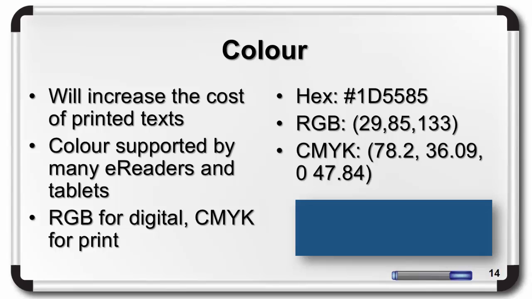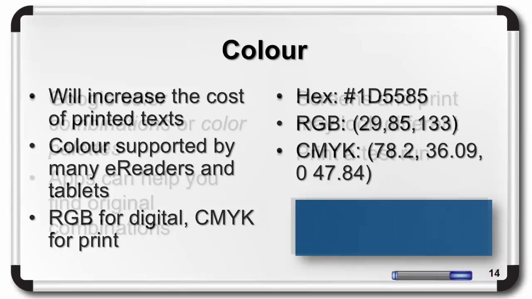RGB looks like 3 numbers between 0 and 255, while CMYK is represented by 4 numbers between 0 and 100. In general, RGB is used for digital publications, while CMYK is used for print publications. It's important to note that many colors do not have an exact match between these coding systems.